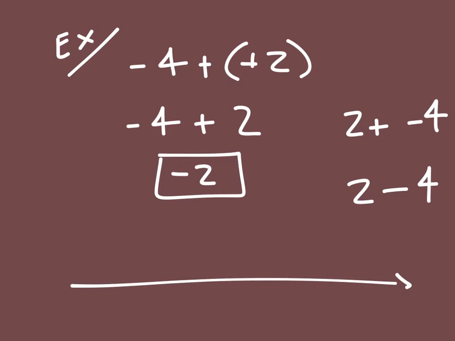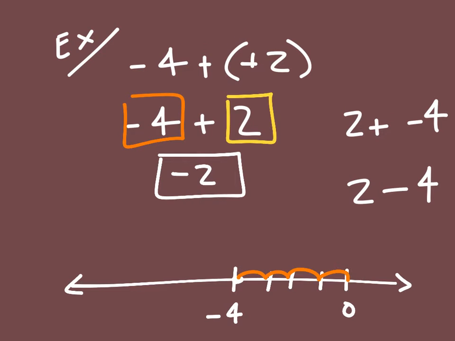So one thing that we want to do is start at 0, count over to the left 4, all right? Here's negative 4. All right, and we're going to go to the left because it's negative, all right? And then that means we're going to go 2 units to the right, 1, 2, where do we land? That's going to be at negative 2, and that's what we get as our answer.